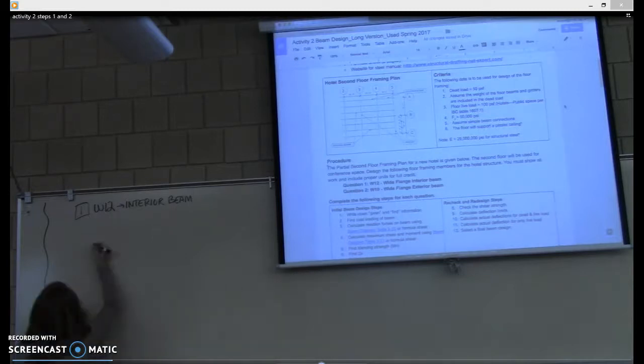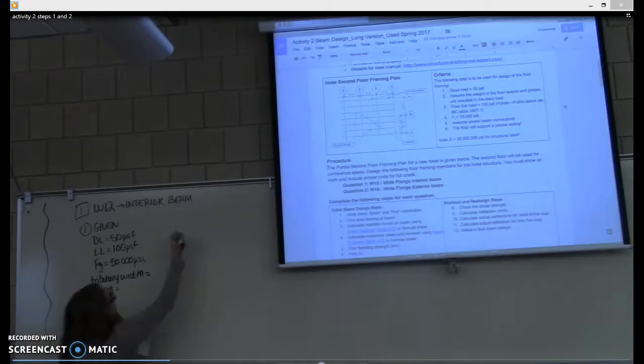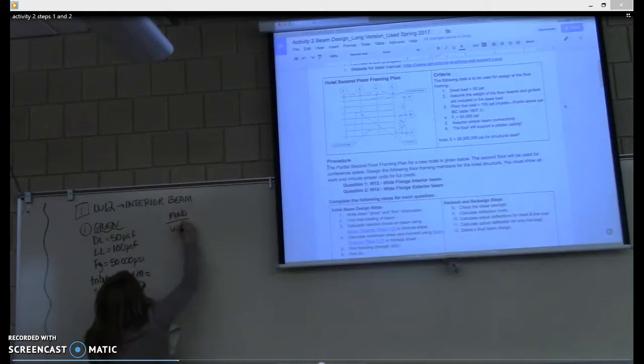So we are going to start on question 1, and the first step is to write out all the given information that is provided. So dead load is 50 pounds per square foot. Live load is 100 pounds per square foot. Fy is 50,000 psi. Tributary width we are going to have to find in a second, so I'm going to leave that blank. And the span we are also going to have to find. And then what am I looking for? So I'm going to do a little find column, and I am looking for a W12.